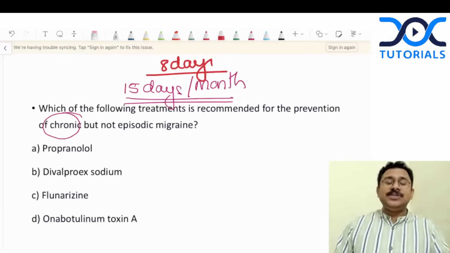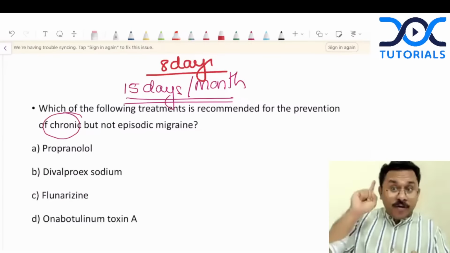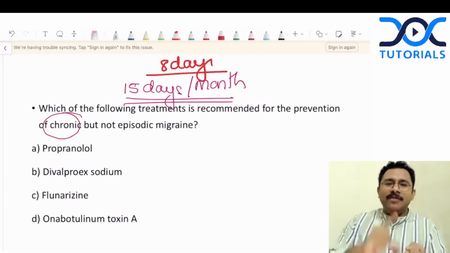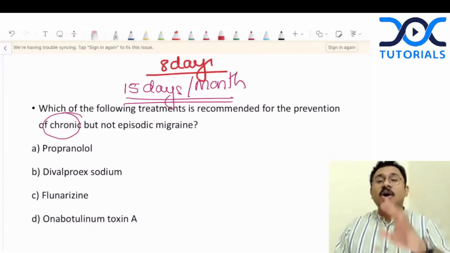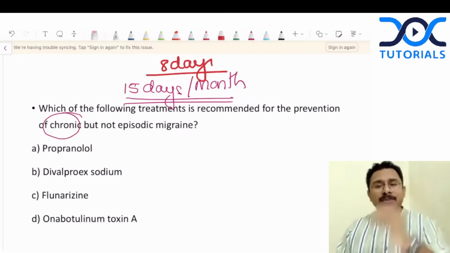And the various drugs for episodic migraine, be it propranolol. For episodic migraine, what are the drugs that can be used? Beta blockers, propranolol, valproate, topiramate, amitriptyline, flunarizine. You have got different drugs. These drugs are not effective or not FDA approved for chronic migraine. They are all FDA approved for episodic migraine.